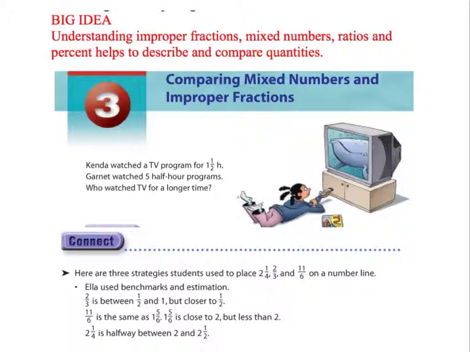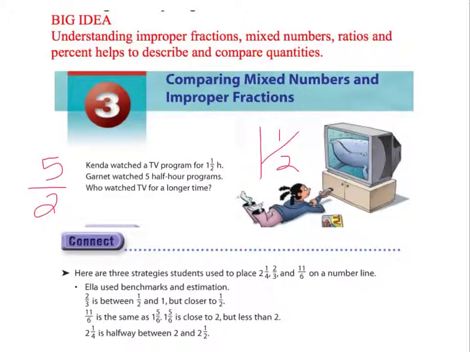So when we have a mixed number and an improper fraction and we need to compare and see which is more or less, it's difficult to do when they are both in different forms. So here we have an example. Kenda watched a TV program for 1.5 hours. Garnet watched 5 half-hour programs. So that would be our improper fraction, 5 half hours compared to 1.5 hours.